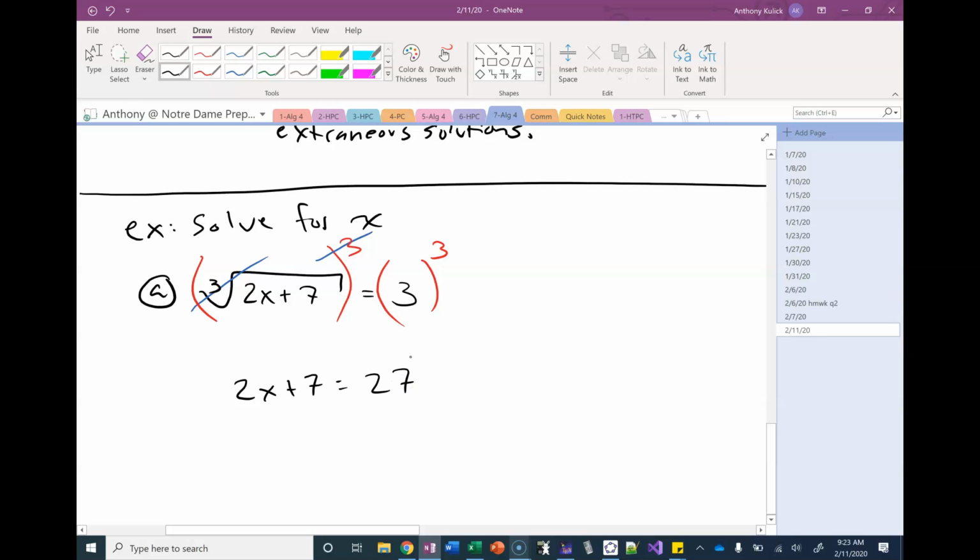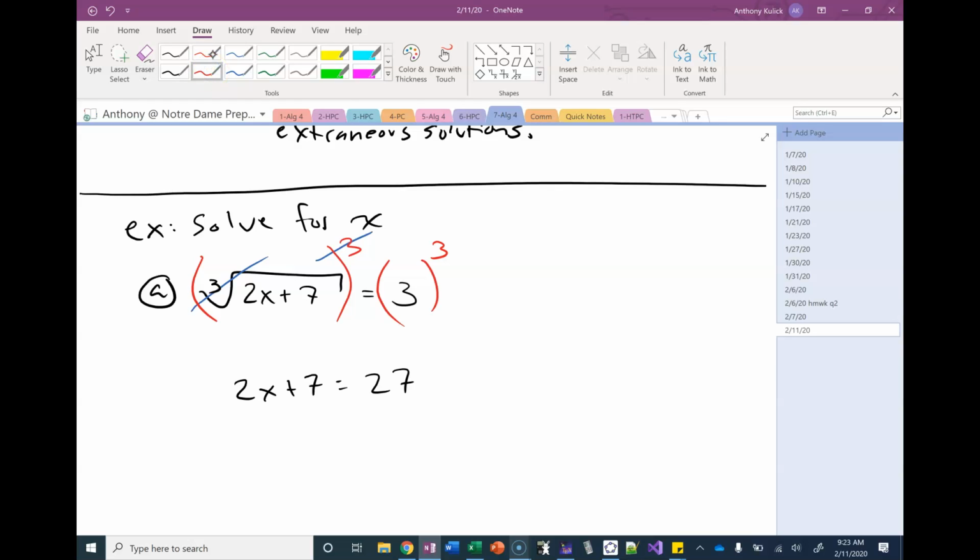Notice that 3 to the third is 27. One of the common mistakes I see students make in this course is that they confuse an exponent with multiplication. So 3 to the third is not the same as 3 times 3. So we have to be careful there.